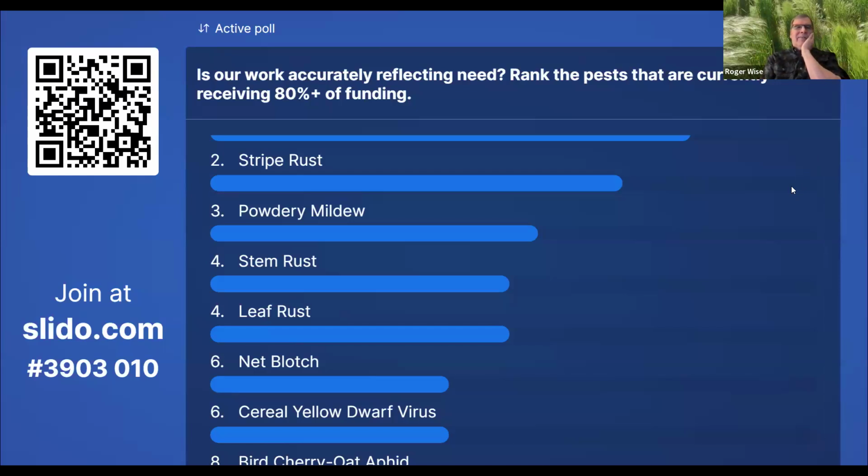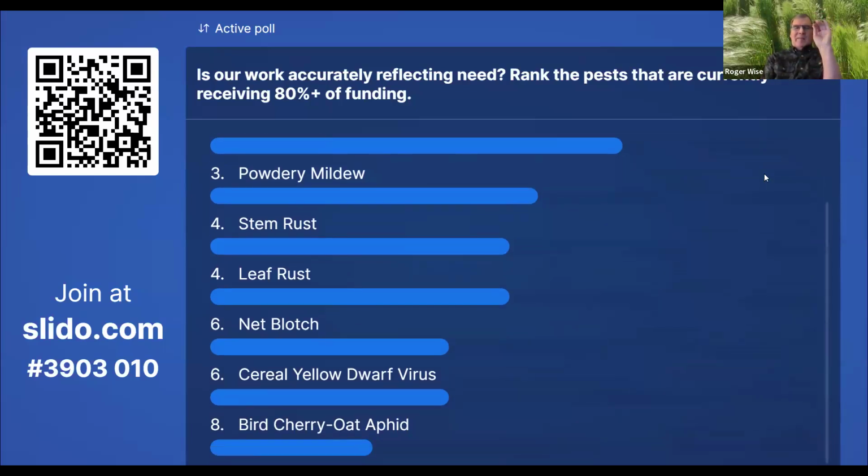Anyone have any thoughts on that? I have a thought, but this survey seems to be a little bit biased by just who's contributing. And everybody has a conflict of interest. That's why we're just doing it for fun, Roger.